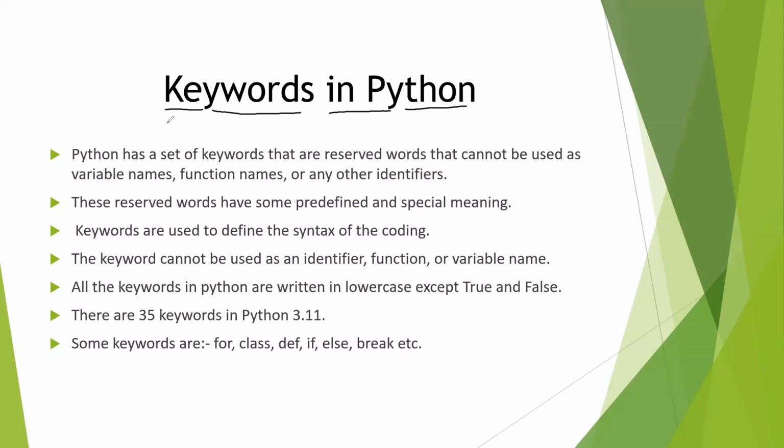Let us talk about the next topic, which is keywords in Python. I told you what keywords are. These are reserved words which have some special, predefined meaning. They are used in Python for doing some specific task. For example, for is used for repetition of a task, iteration.